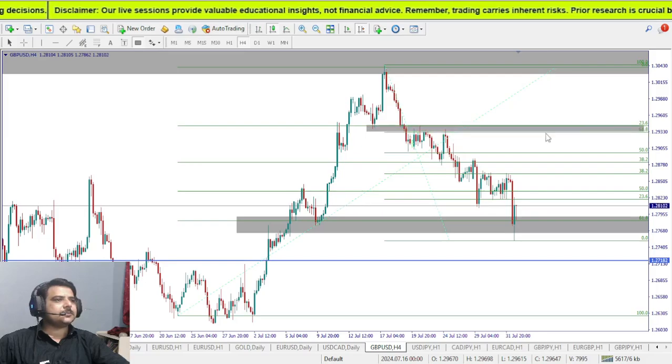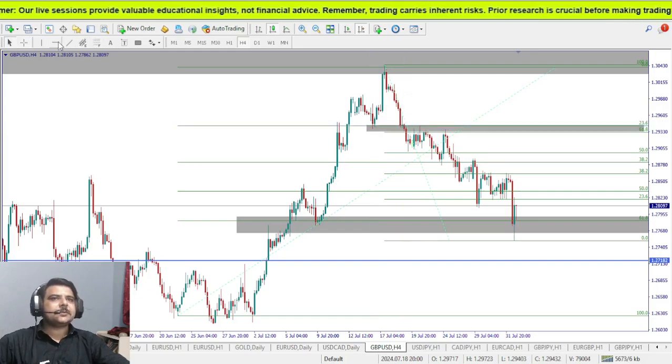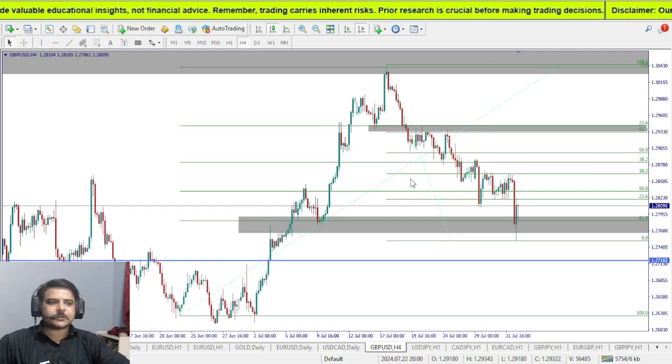And this is so much important because if you see right here, we have a previous break of structure as well, because from here market was supposed to go up but it dropped. So if it dropped, it means this area is of equal importance for all of us.